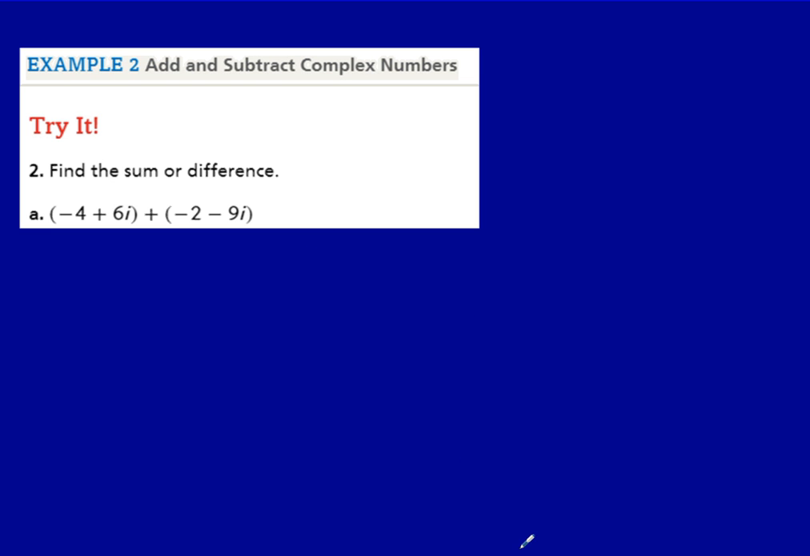Now, complex numbers will be a plus or minus bi. That's the form of them. You have a real part and an imaginary part. The imaginary part has the i on it, the real part does not. So these are two complex numbers being added together.